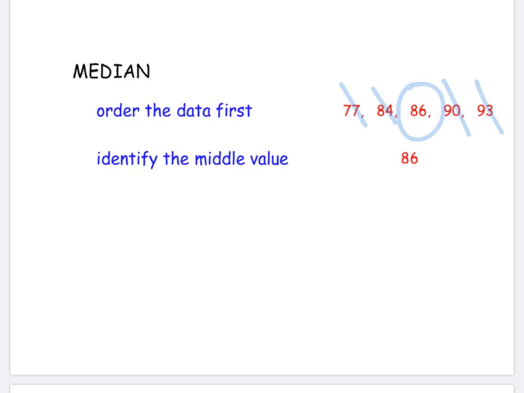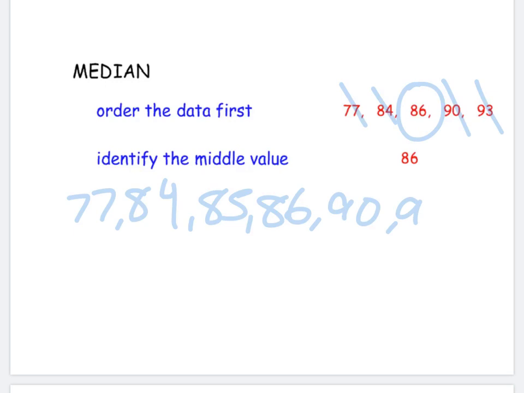Now, sometimes you have an even number of numbers. So let's say we had 77, 84, 85, 86, 90, and 93 as our numbers. To find the median, you'd still have to take off one from each side until you get to the middle. So we'd have to take off 77 and 93, 84 and 90. But now if you notice, we have two numbers in the middle. We have 85 and 86.